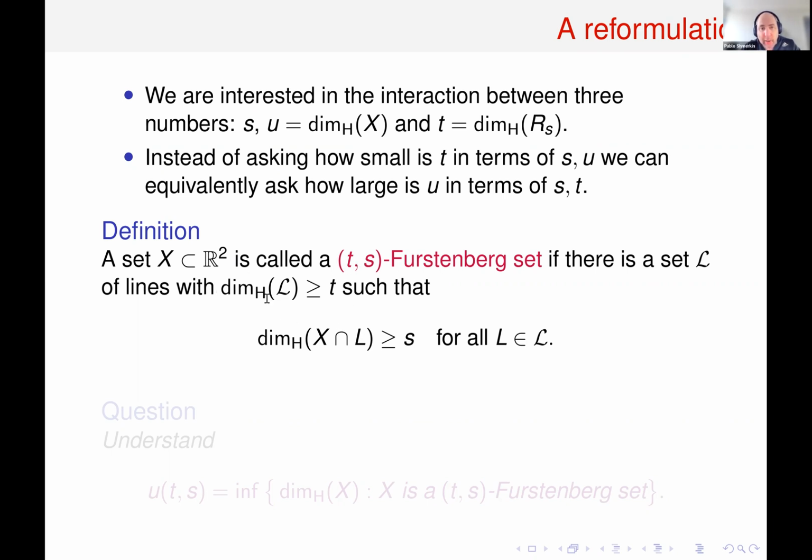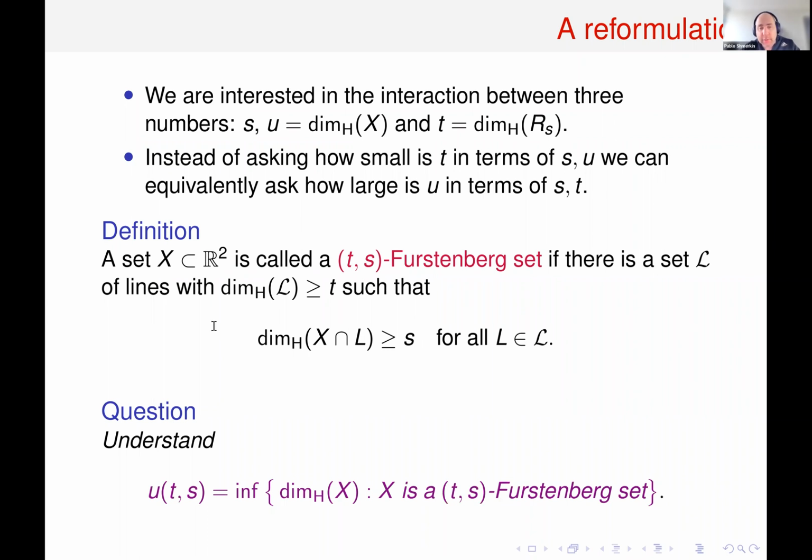T measures how many lines we have, and S measures the richness of the intersection. So the set X intersects each line in this family in dimension at least S. And we would like to say that such a set has to be large, depending on T and S. We would like to give a formula in terms of T and S that is a lower bound for the dimension of X, because if there are many lines intersecting a set in many points, the set should be large. This is intuition, and we would like to make it quantitative, and ideally find this number UTS. Unfortunately, in general it's very hard to find this number UTS, so this is an extremely challenging open problem. But today I'm talking about some partial progress.